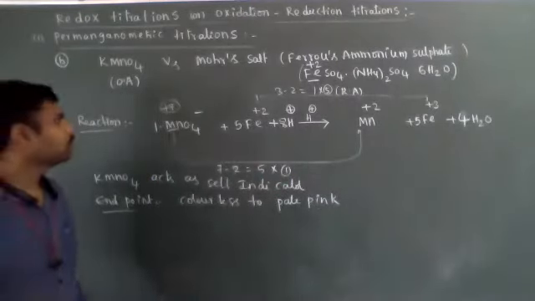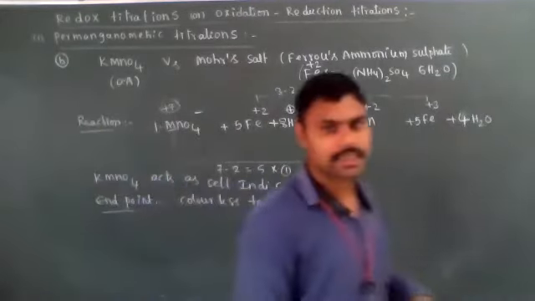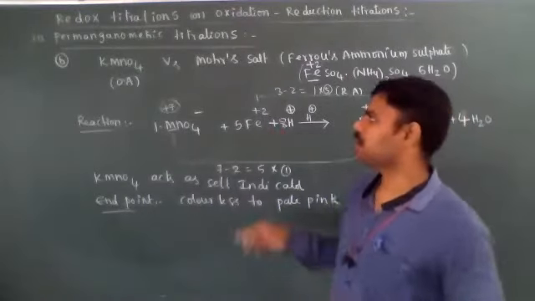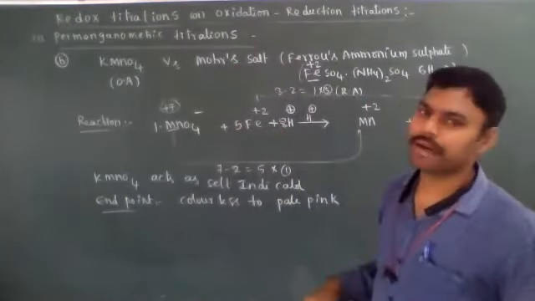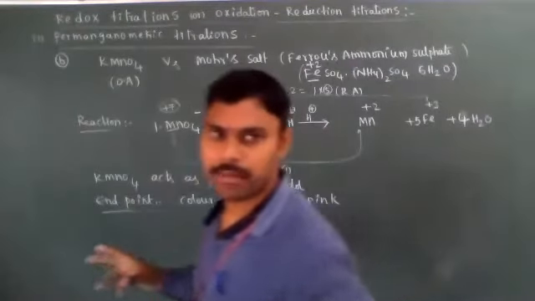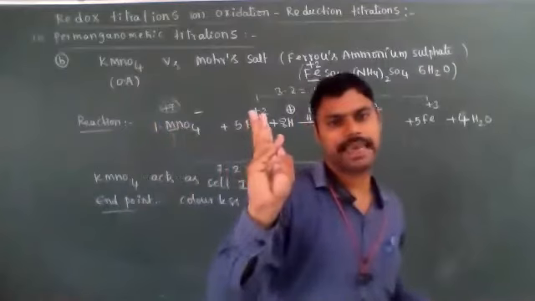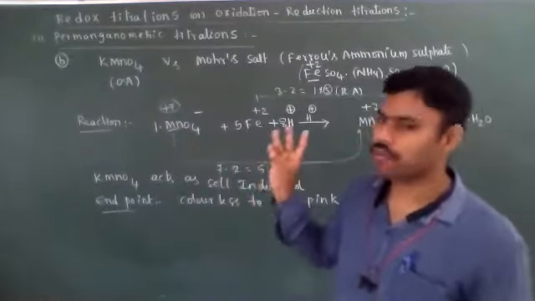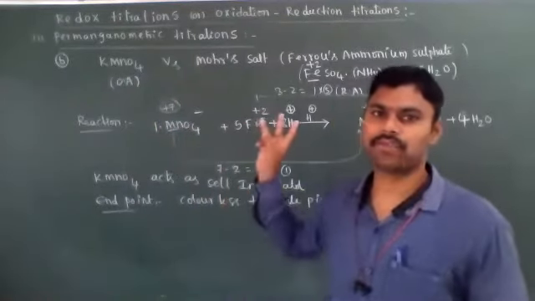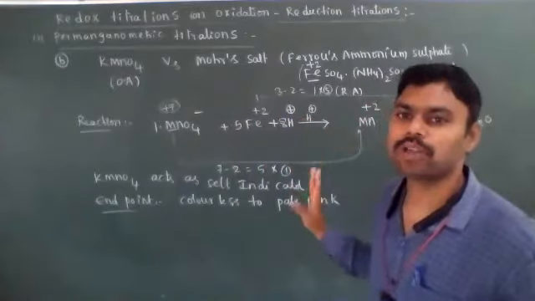Okay. So this is about KMnO4 versus Mohr's salt. This is also called permanganometric titrations. Permanganometric titrations are of 2 types. One is KMnO4 versus oxalic acid. The second one is KMnO4 versus Mohr's salt.